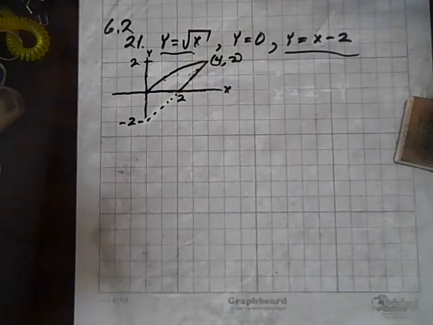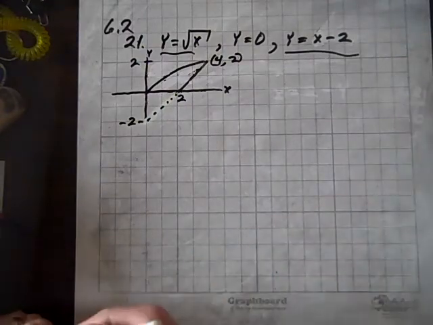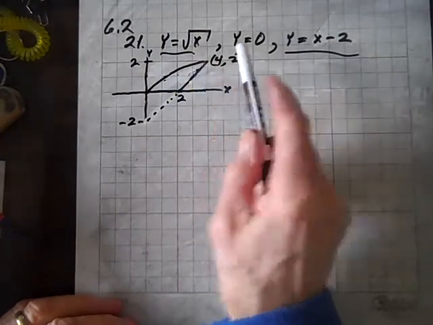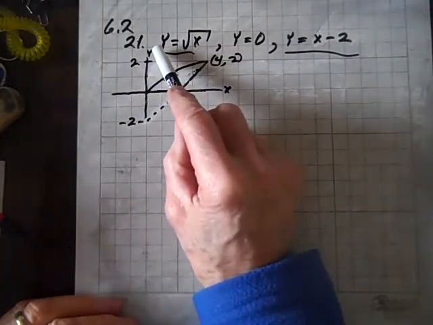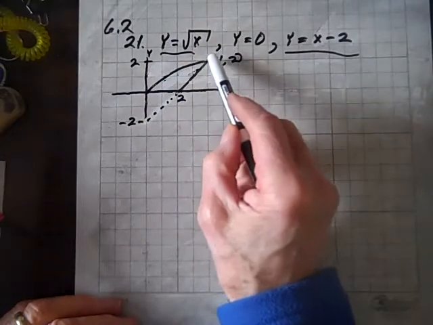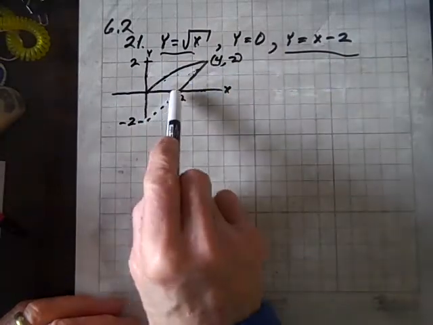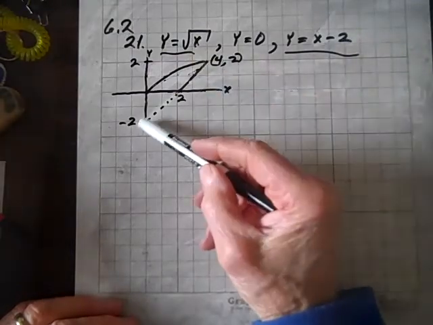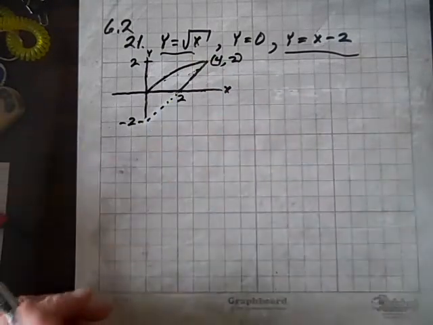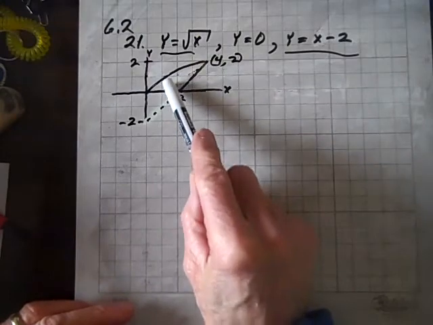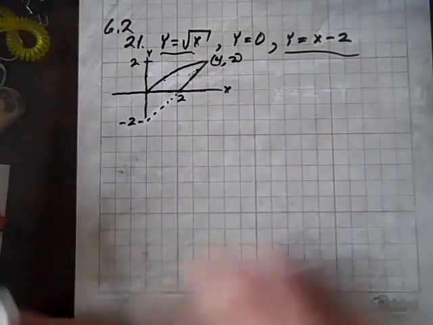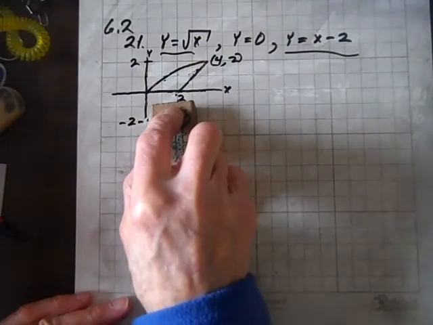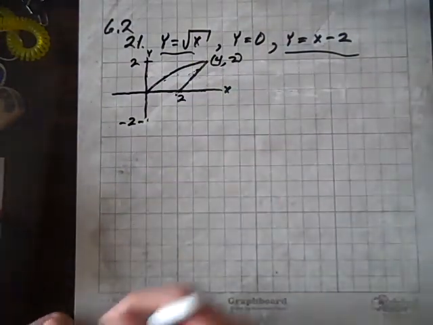Now we're doing section 6.2, question 21. And we've got this figure here bounded by the graph y equals root x, y equals 0, and y equals x minus 2. The y-intercept's minus 2 here. But since we're only interested in this region right here, I'm going to erase this broken section.